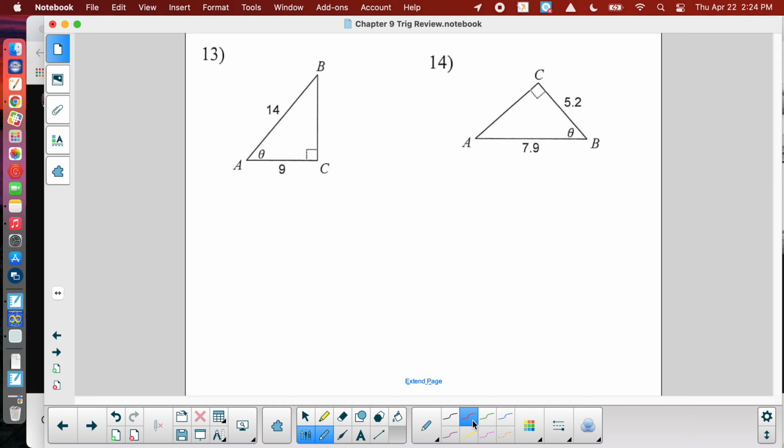Couple more examples here. Hypotenuse, opposite, adjacent. Hypotenuse and adjacent. Which function is hypotenuse and adjacent? Cosine. Tangent is opposite and adjacent. This is hypotenuse and adjacent, which is cosine, so cosine of theta is 9 over 14. So the cosine inverse of 9 over 14 is 50.0 degrees.